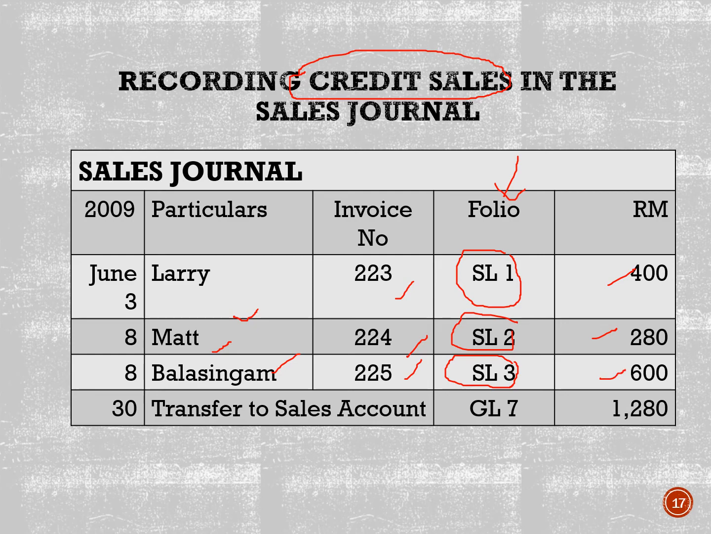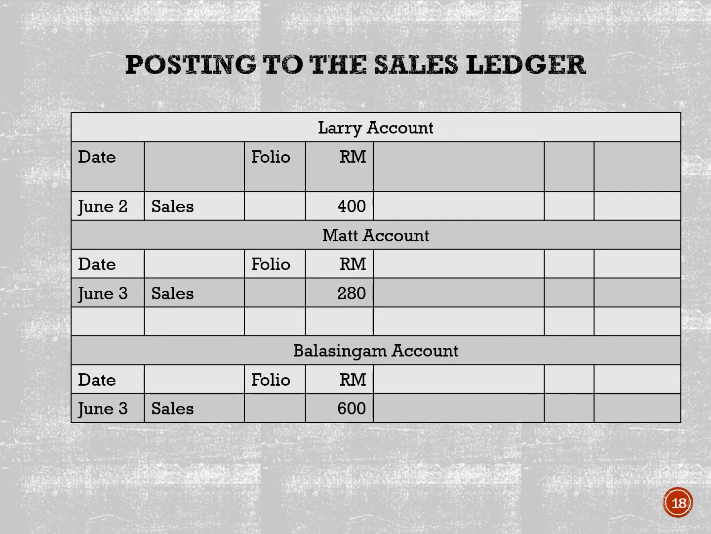And then bila you total up here, you have to include dalam GL. Apa tu GL? General Ledger. So nanti kita akan tengok catatan dia dekat General Ledger. And transfer to the sales account. Sales account ni kita akan include dalam General Ledger. Okay, this is the T account yang kita kena buat. Macam biasalah, sama macam chapter 4 yang you dah belajar.